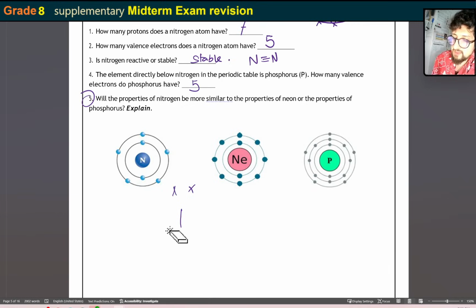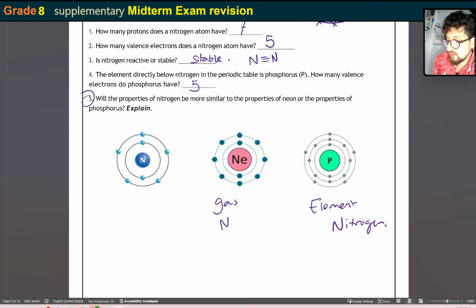Now what about the gas nitrogen? The element nitrogen is like phosphorus. However, the gas nitrogen is a bit like neon. And the reason is because the gas nitrogen has a complete outer shell. You see, it shares electrons.